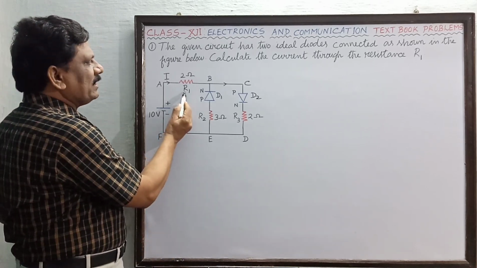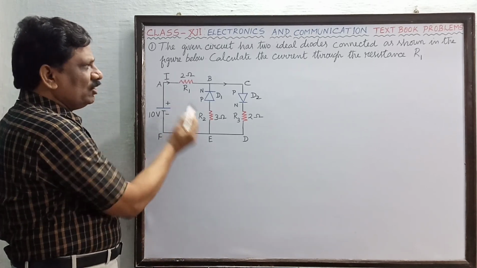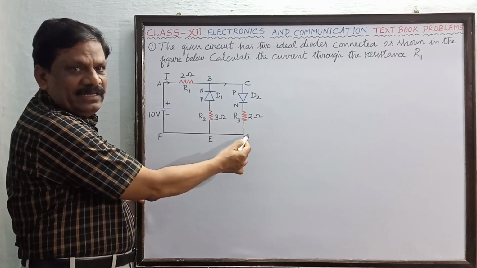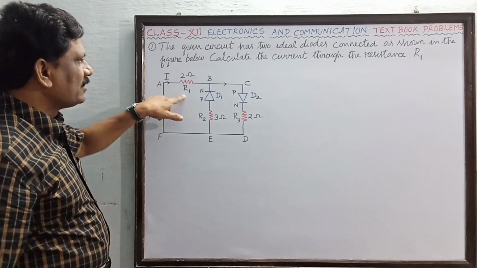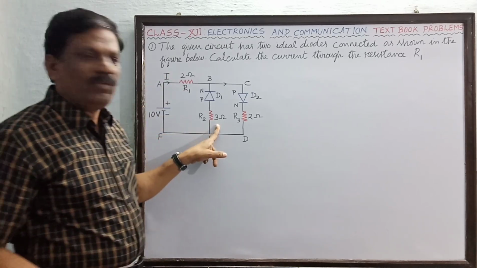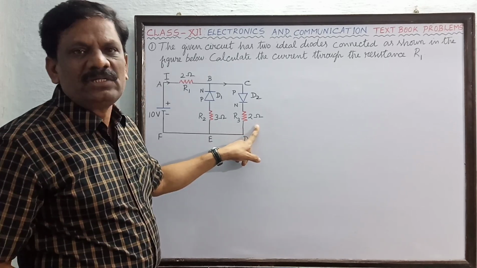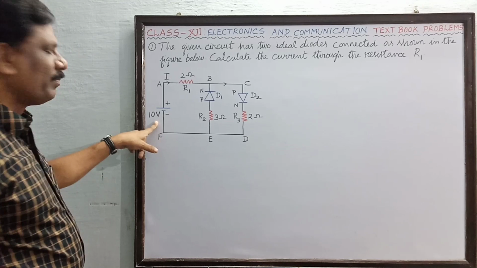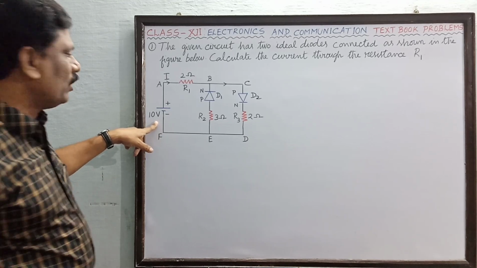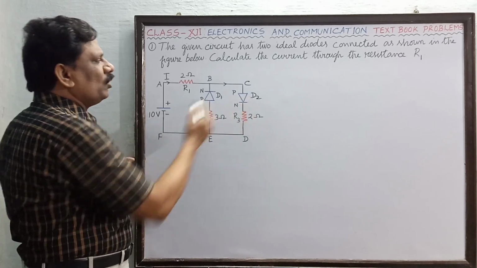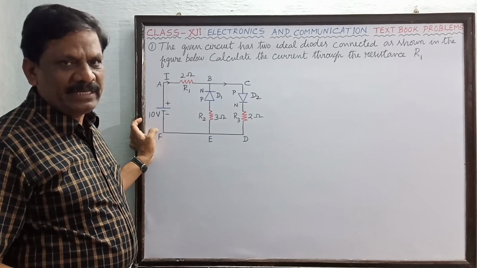There is one resistance here, R1, and two more resistances, R2 and R3, are connected here. So their values are also given. R1 is equal to 2 ohm, R2 is equal to 3 ohm and R3 is equal to 2 ohm. Now there is a battery in the circuit which supplies a 10 volt potential difference. Then there are two diodes, D1 and D2.